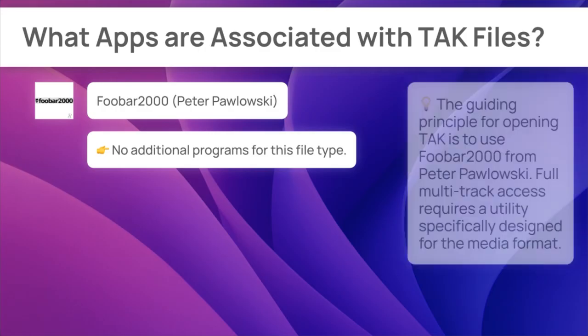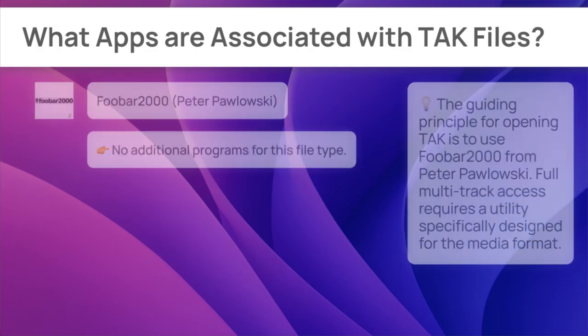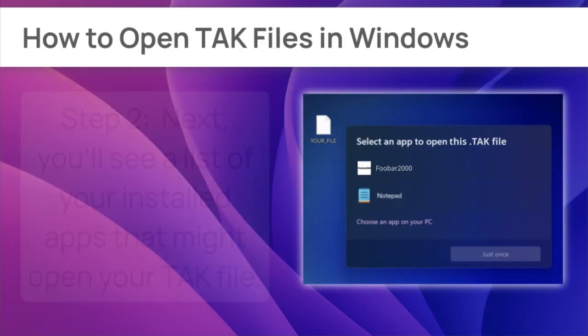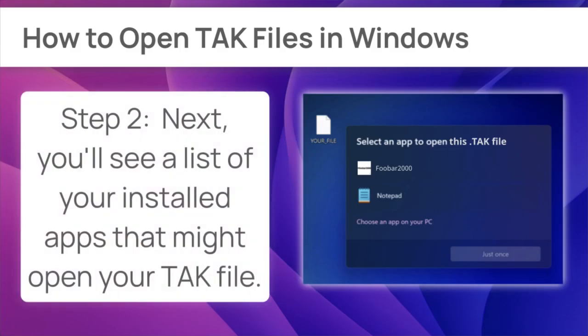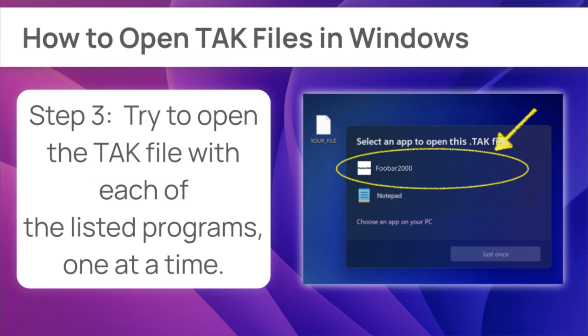Full multi-track access requires a utility specifically designed for the media format. Windows supports simple audio playback, but robust editing features are only available in dedicated tools. We are testing every application for file recognition. Right-click your TAK file and choose Open With. Test foobar2000 first. If it fails, select another application. The right reader is in there somewhere.